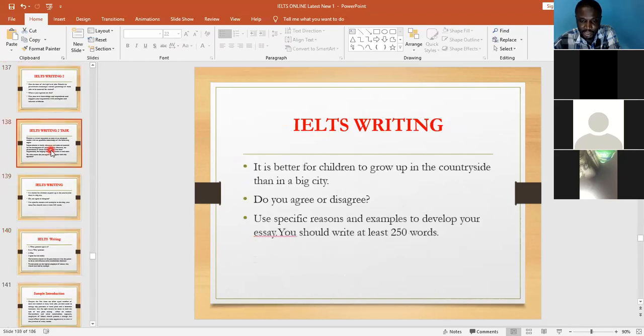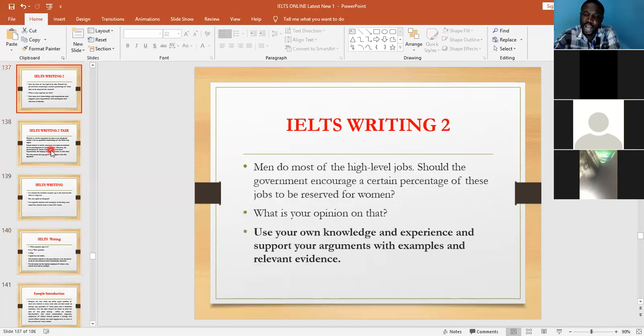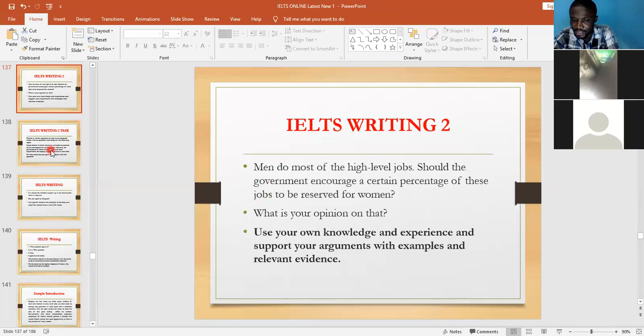Okay, this is the question. Men do most of high-level jobs. Should the government encourage a certain percentage of these jobs to be reserved for women? What is your opinion on that? So it says use your knowledge and experience and support your argument with examples and relevant evidences.